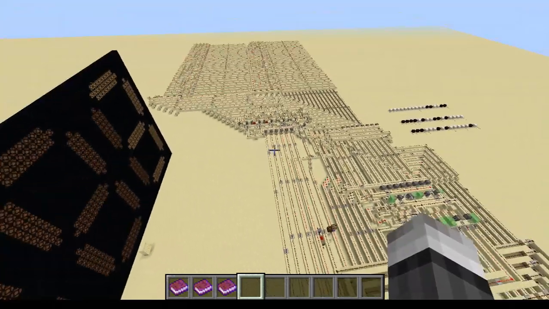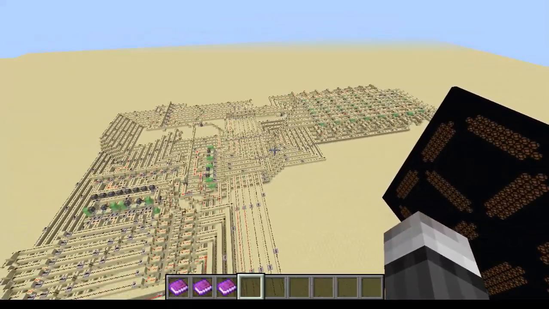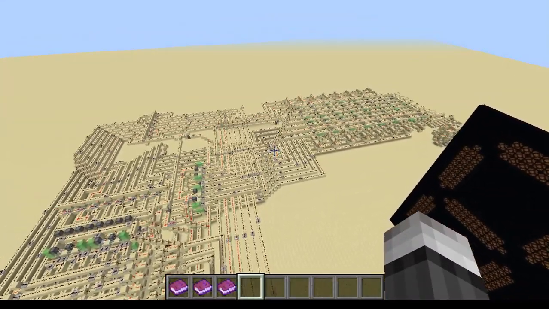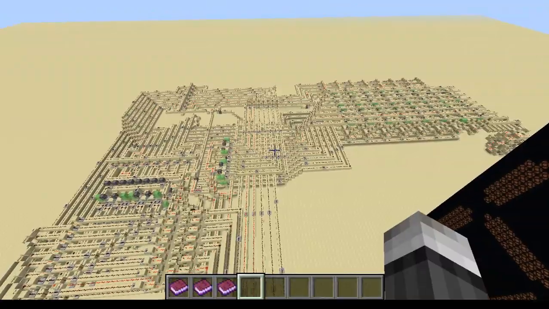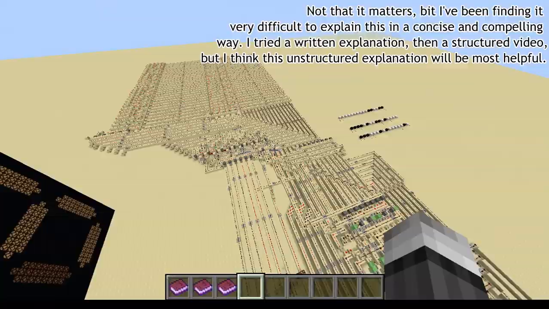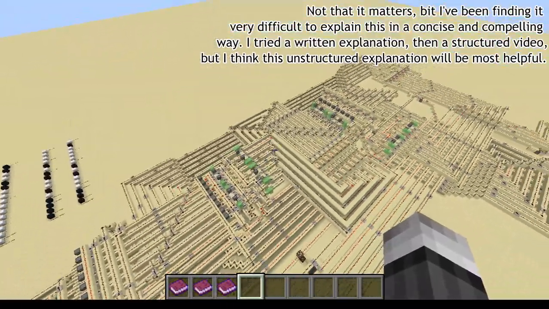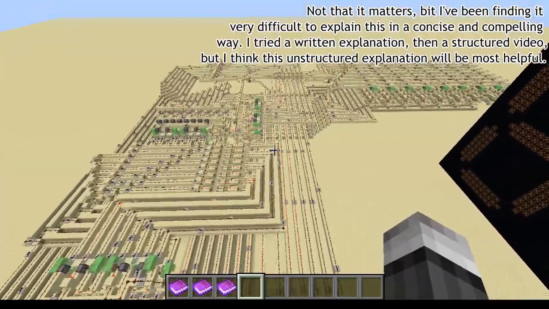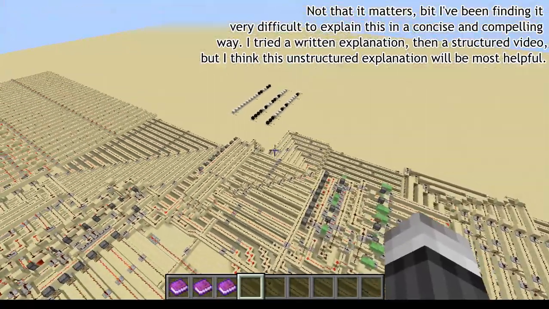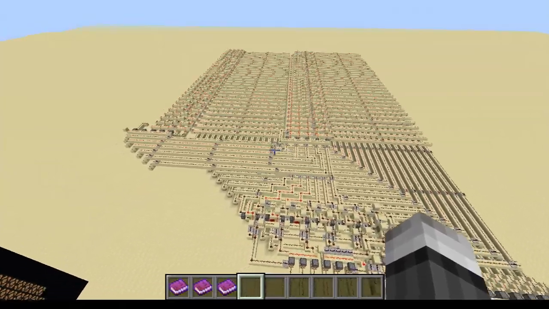Alright, so this is my Redstone Minecraft computer, and this is my sort of attempt to explain it. This is actually my third try, but hopefully this improv, one-take explanation is going to do it. So let's get started with a basic overview of the big components, then we'll dive a little deeper.